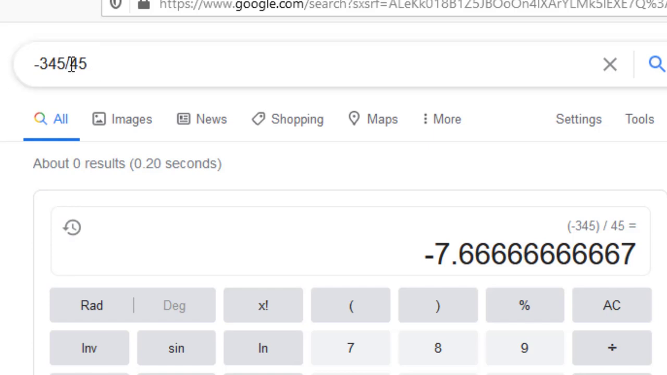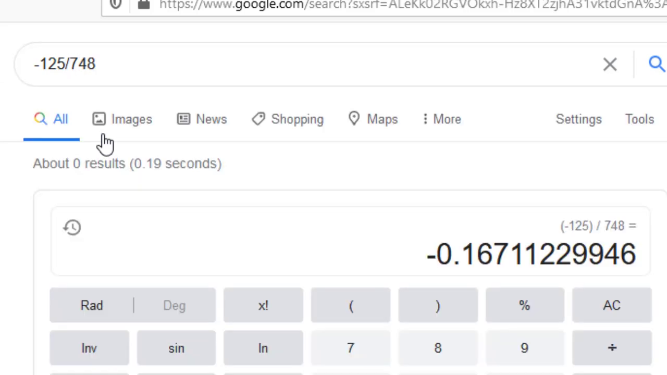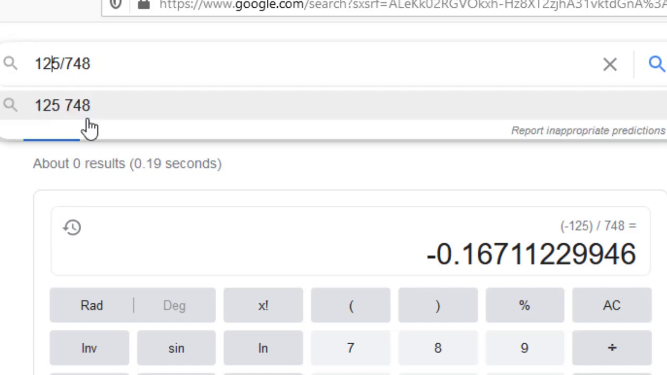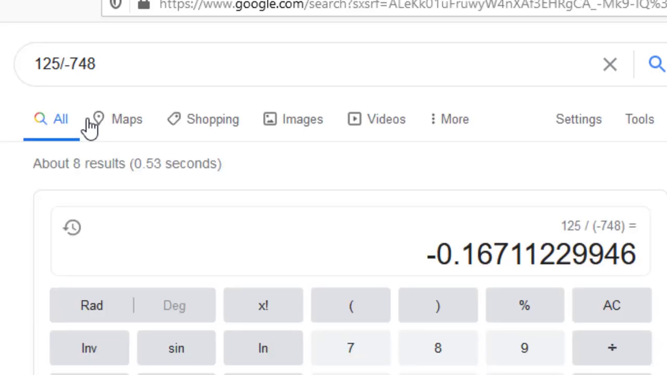Is that true in all cases? Well, let's see. Negative 125 divided by positive 748. Okay, so it looks like a negative divided by a positive is a negative. So far, the rules are being followed, right? A negative times a negative is a positive, a positive times a positive is a positive. It looks like a negative times a positive is a negative. What if we switch the sign to the denominator? Does it stay negative? Okay, so it looks like it does.